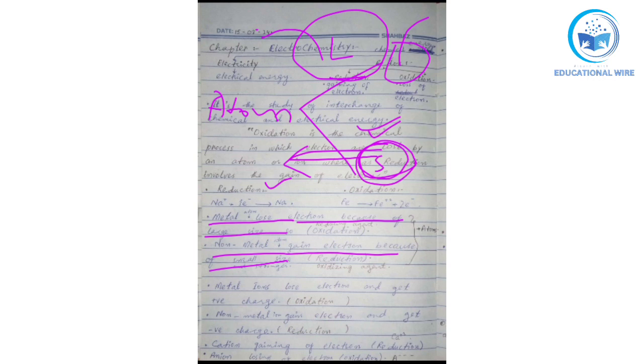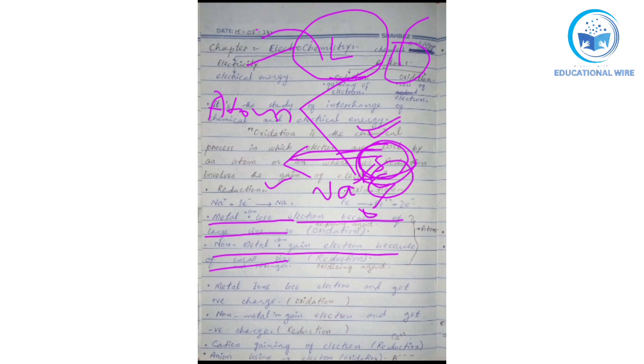Let's move further. As we have taken the example of sodium, Na, it is a non-metal, so it gains electrons because it has a small size and stronger property. So it gains electrons and becomes reduction. Talking about iron, iron is a metal and it loses its electrons because it has a large size and it got oxidized, meaning oxidation.